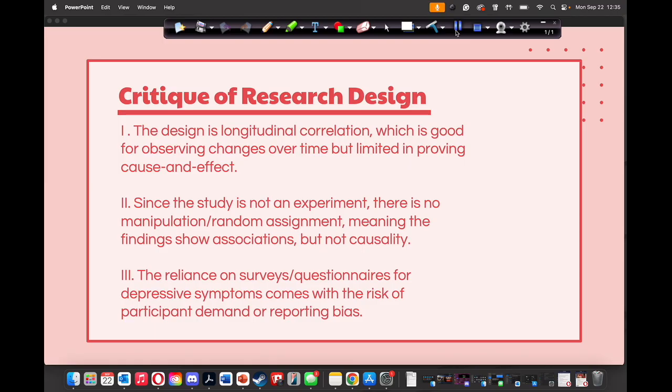Secondly, since the study is not an experiment, there's no manipulation or random assignment, meaning findings show associations but not causality. And thirdly, the reliance on surveys or questionnaires for the depressive symptoms comes at the risk of participant demand or reporting bias. Of course, for the self-assessment, these are 9 to 11-year-olds, so it is possible that there are fallacies in their responses, much like there could be fallacies in the caregivers' responses, because while they do observe them all the time, they don't necessarily know fully what's going on inside their heads and so on and so forth.